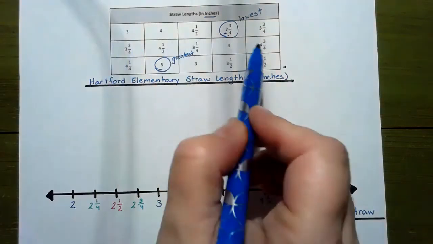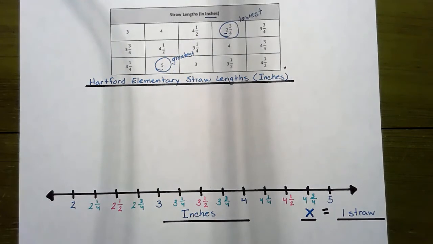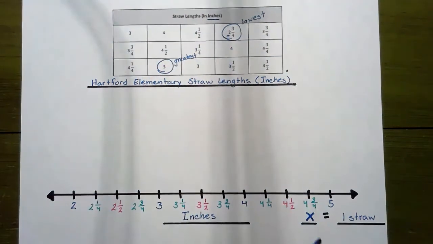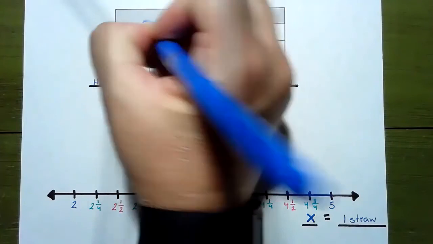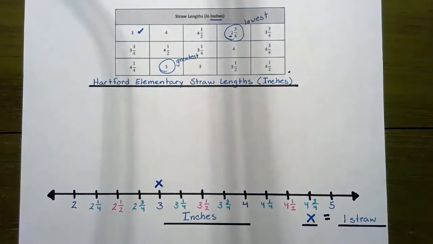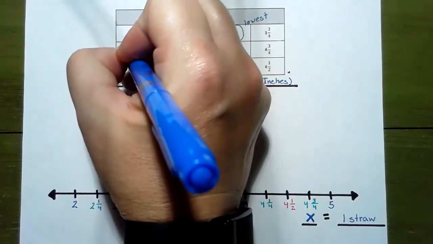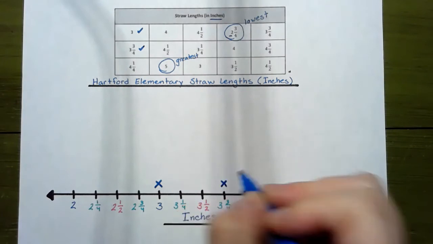So we're going to look at our data set and we're going to keep track of it by checking it off every time we add it from our data set to our line plot. So here we have 3. So I'm going to check it off and I'm going to record an X above the 3. Going down, we have 3 and 3/4. So I'm going to check it off and add it to my line plot.